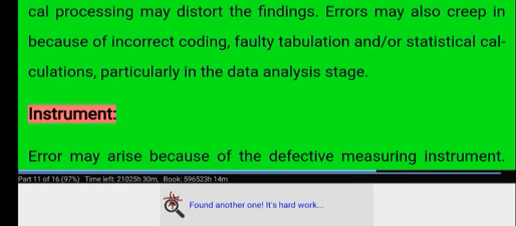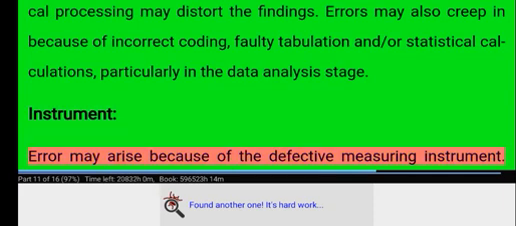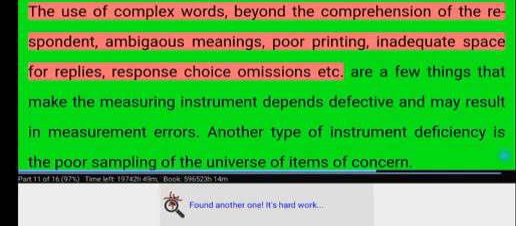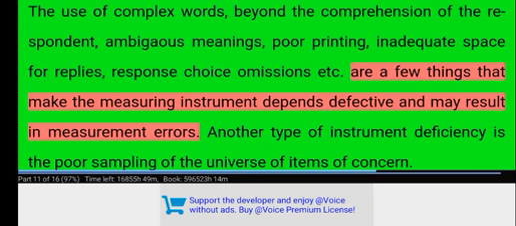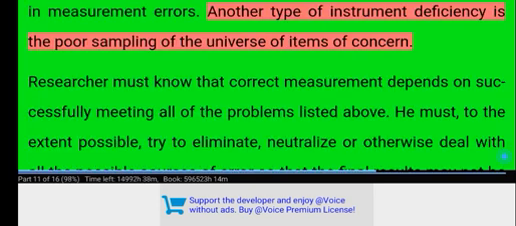Instrument. Error may arise because of a defective measuring instrument. The use of complex words beyond the comprehension of the respondent, ambiguous meanings, poor printing, inadequate space for replies, response choice omissions, etc. are a few things that make the measuring instrument defective and may result in measurement errors. Another type of instrument deficiency is the poor sampling of the universe of items of concern.